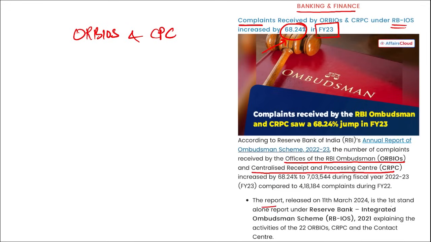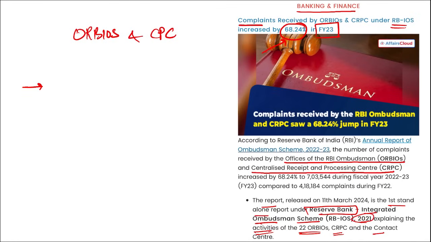The report released is the first stand-alone report by the Reserve Bank Integrated Ombudsman Scheme 2021 explaining the activities of 22 ORBIOS, CRPC and contact centers. Right? So these are the ombudsman. We can say an ombudsman is a person to whom, when any general public is facing any difficulty or has any problem, they can register their complaints, and those complaints will be solved by these people, right? So it is saying that the complaints received in fiscal year 23 have increased by 68% as compared to the last year.